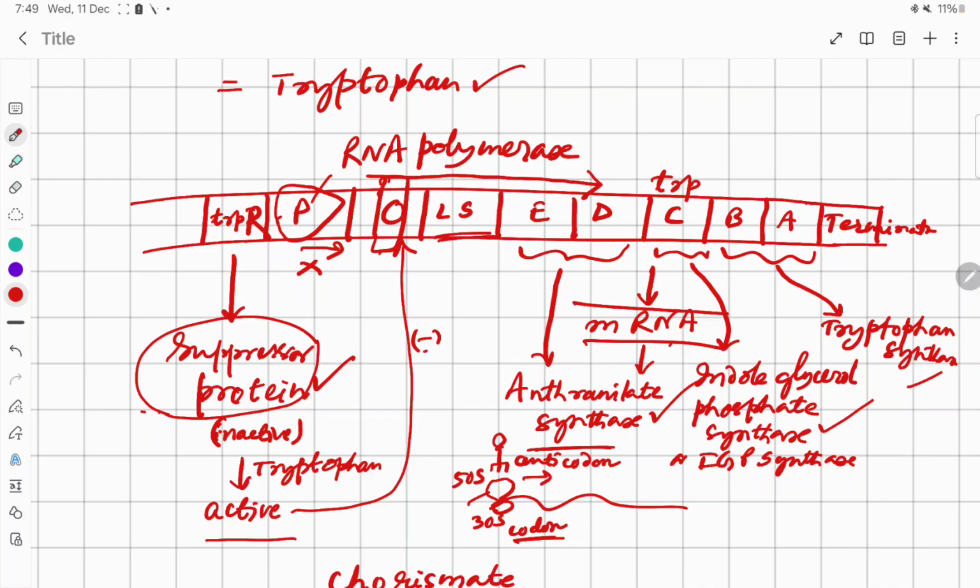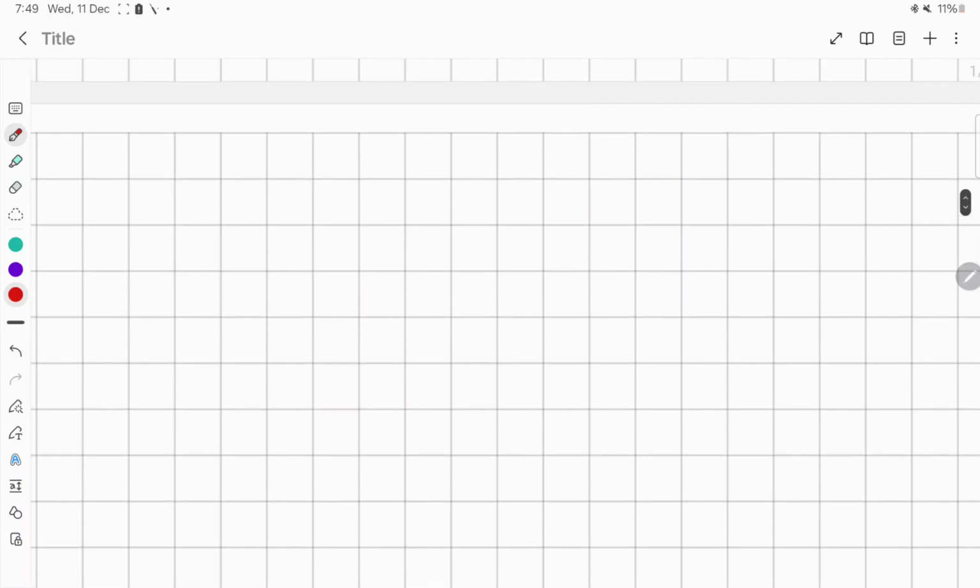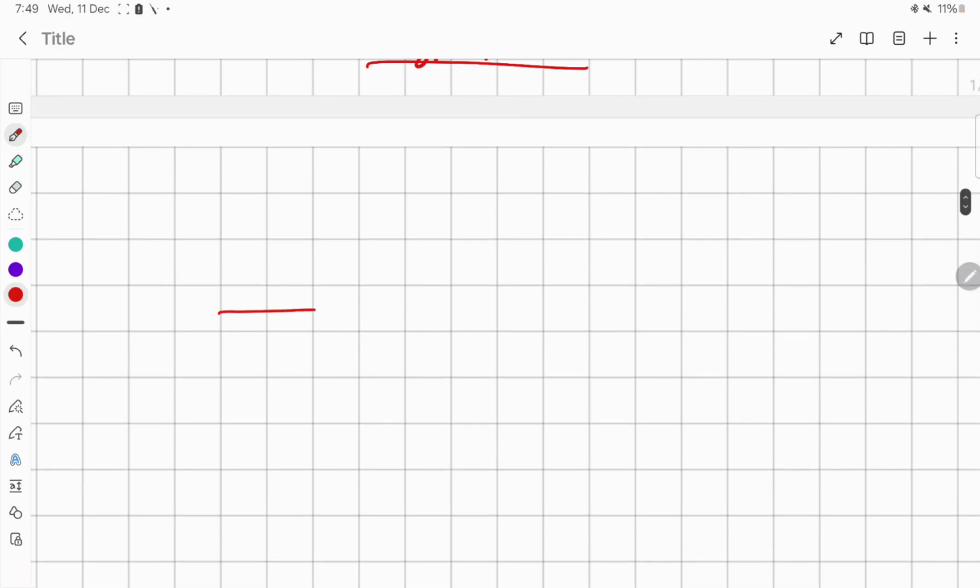So we will discuss the leader sequence now. The leader sequence has 4 sections: 1, 2, 3, and 4. And this 3 has affinity for both 2 as well as 4.